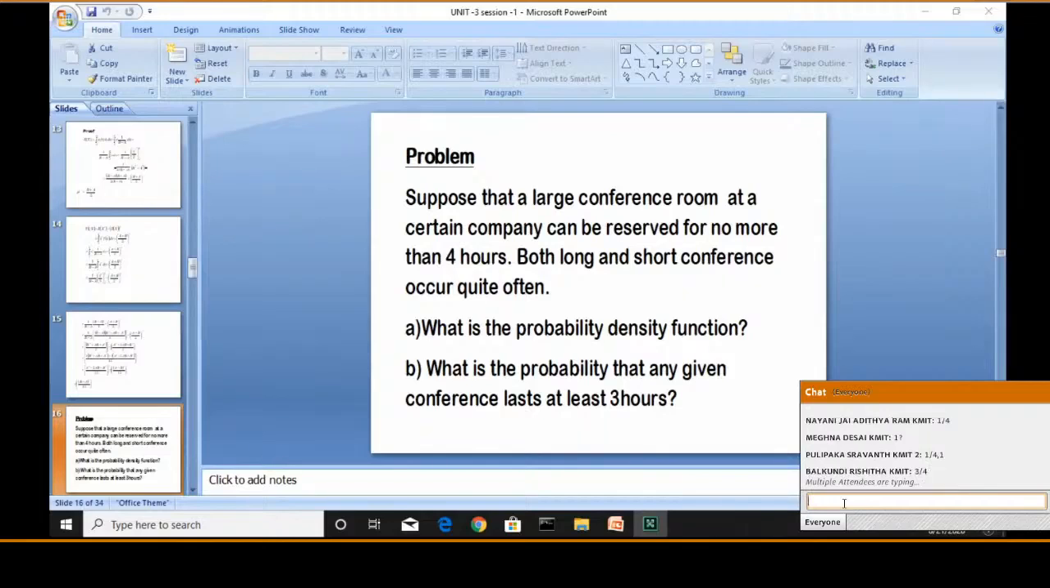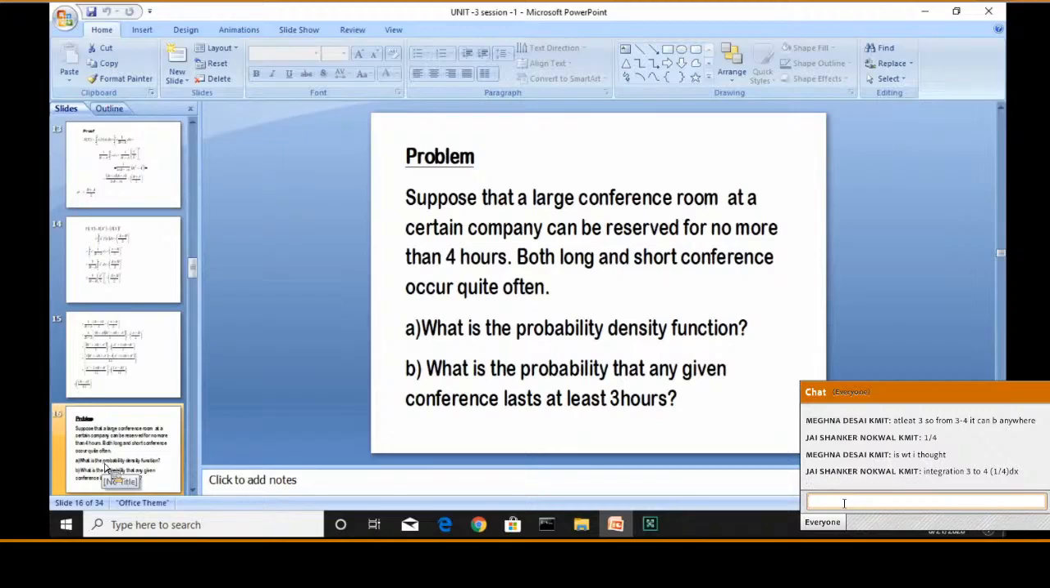Ravant, so different answers, that is the problem. When different answers come, even I get confused. At least 3. Yes, Meghna is giving 3. So from 3 to 4, it can be anywhere. Anyone agreeing with Meghna? I am asking only Meghna. Integration 3 to 4, 1 by 4 dx.